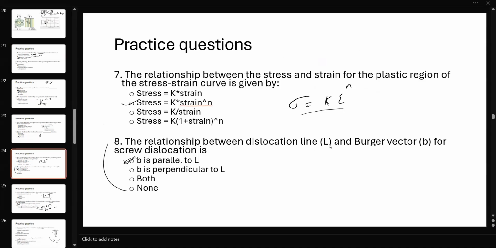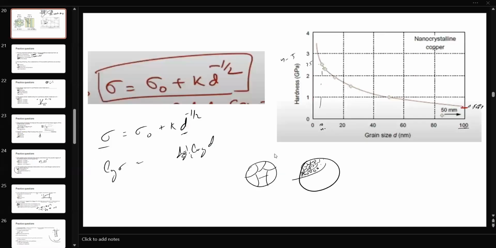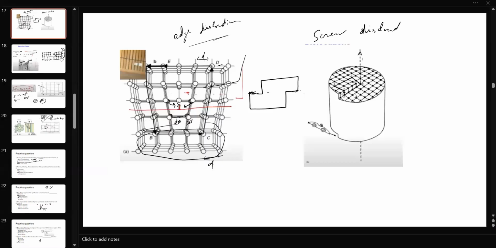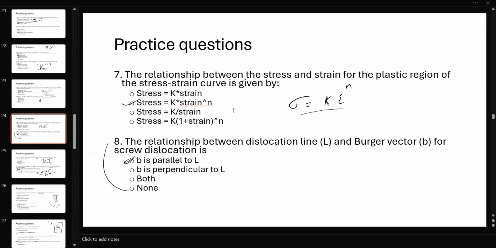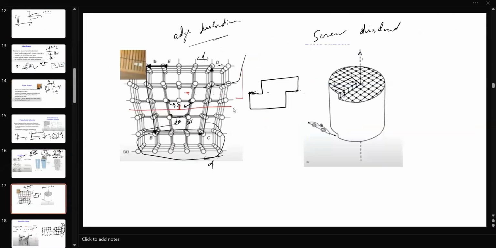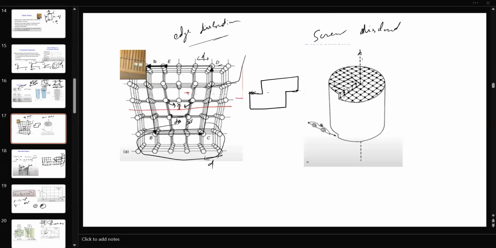Relationship between dislocation line L and the Burgers vector. B is your Burgers vector, and L is your dislocation line. In an edge dislocation, both are perpendicular, whereas in a screw dislocation, B and L are parallel, with the dislocation line along the axis of the cylinder.